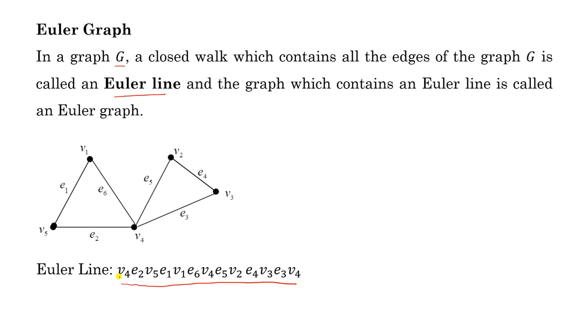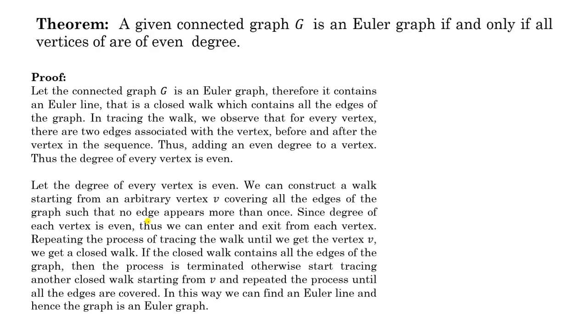Now, this is one way to check whether a graph is an Euler graph or not. Is there any other way without tracing an Euler line? Can we check whether a graph is an Euler graph or not? For this, we will have the next theorem.